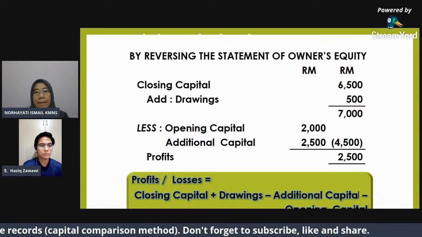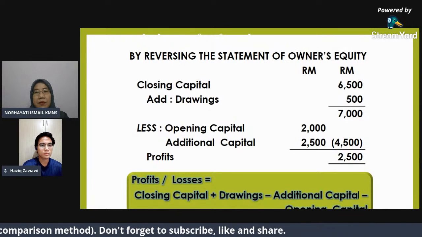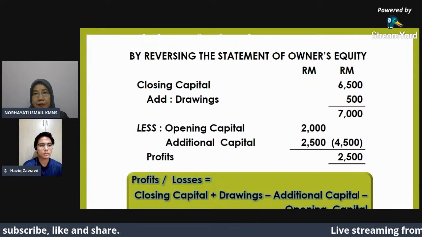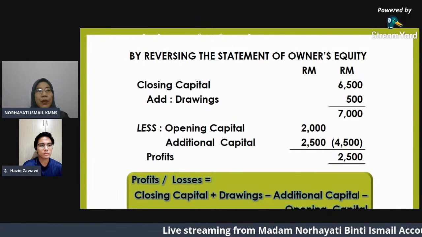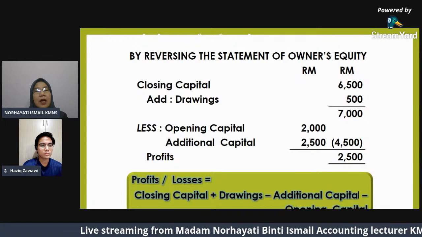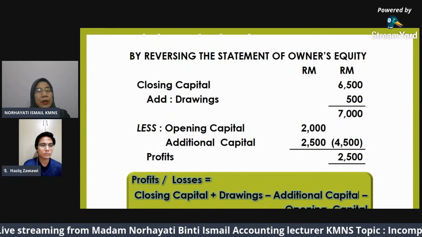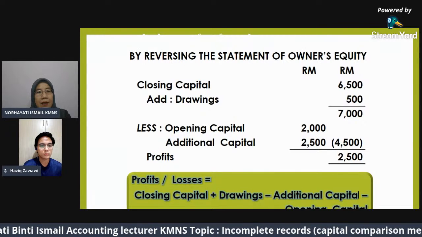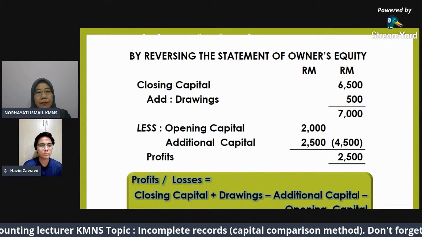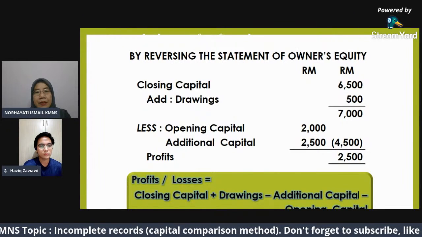Okay, this is the example. Closing 6,500 add drawing, you got this total. This is the owner's equity, but we reverse. We start with the closing one. Just now I showed you we start with the beginning. And then you have to deduct opening capital and additional capital.